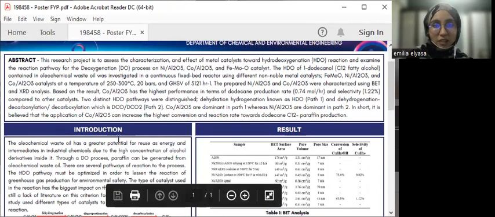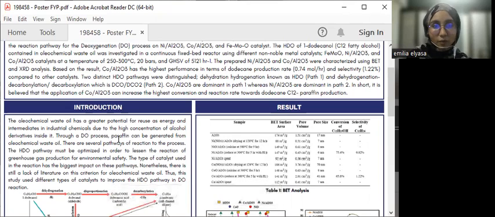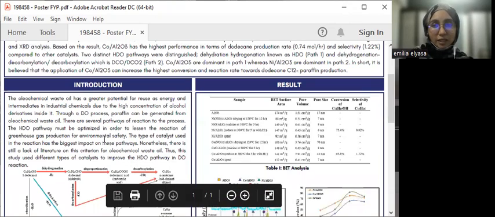For introduction, the oleochemical waste oil is a waste from the oleochemical industry. For example, like fatty alcohol productions from palm oil fatty acid. This oil is being reused as an energy and intermediate chemical due to the high concentrations of alcohol derivatives inside it. To produce an energy, the oil needs to undergo the deoxygenation process, which is the removal of oxygen.